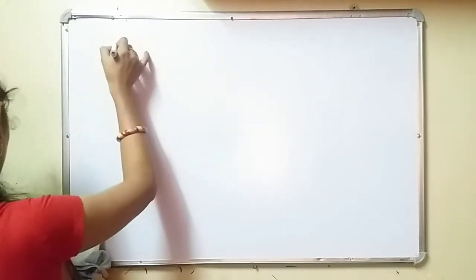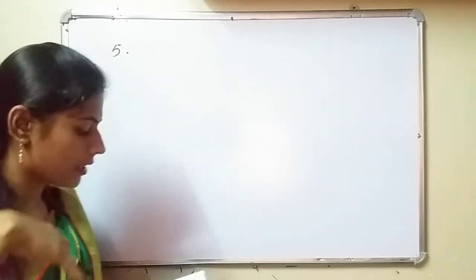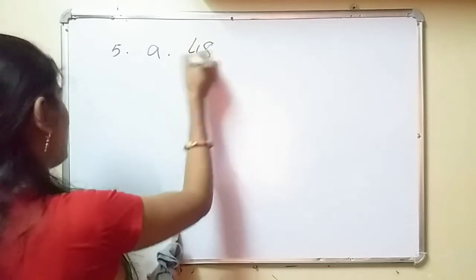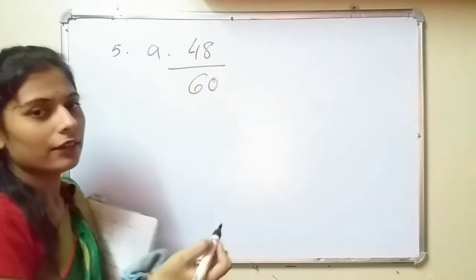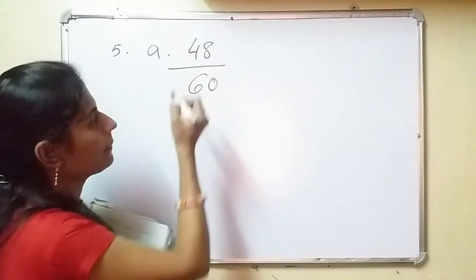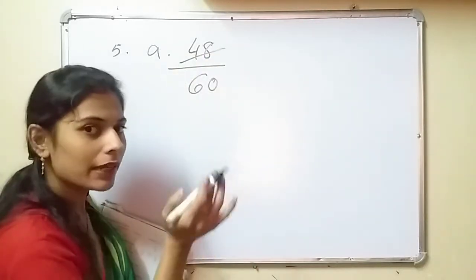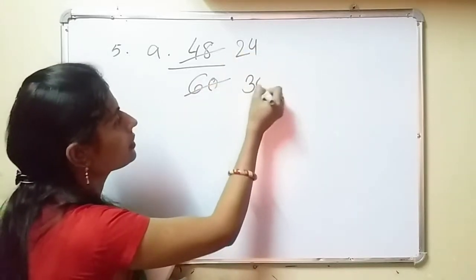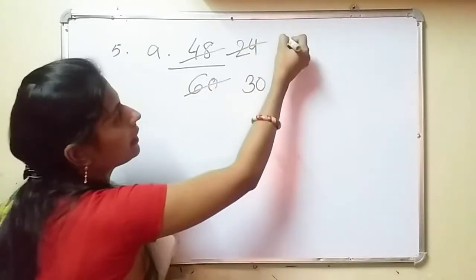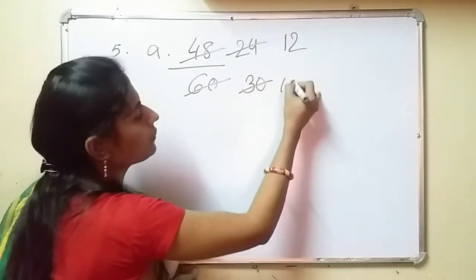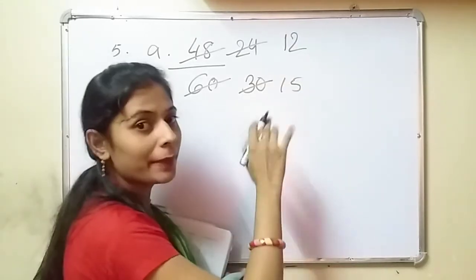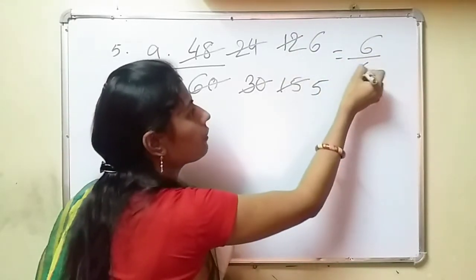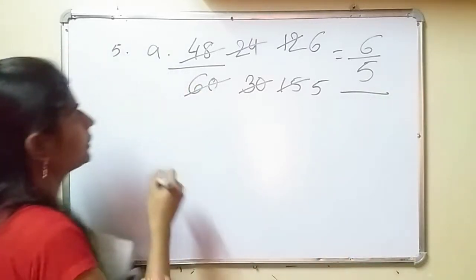See question number 5. Reduce each of the following fractions to their lowest term, that is A, 48 by 60. How can you divide 48 by 60? First of all, divide it by 2. 2 2s are 4, 2 4s are 8, you get 24 here, 2 3s are 6, 0. Now again divide it by 2, that is 12, here 15. Now when you divide it by 3, 3 4s are 12, 3 5s are 15. Now here you got the lowest term, which is 4 by 5.